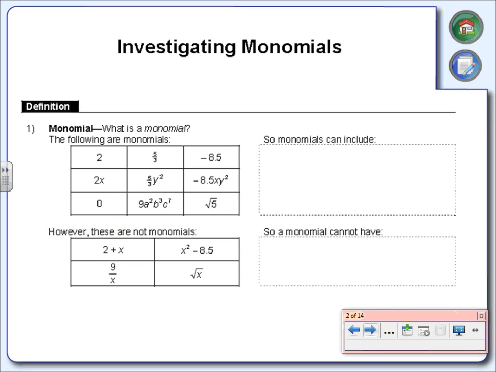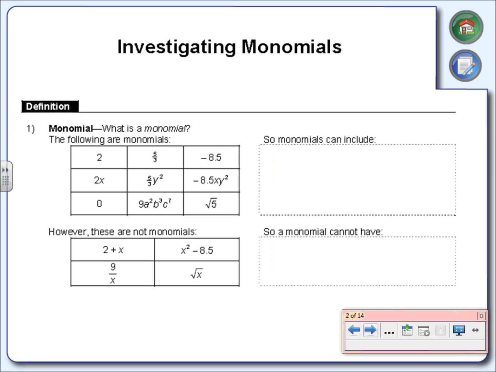So since we are going to be working with monomials today, it'd be nice to know what the heck is a monomial. So over here, number one, it says monomial. What is it? Here are some examples of monomials. 2, that's an example of a monomial. 5/3, that's an example of a monomial. Every single one of these in these boxes here is an example of a monomial.